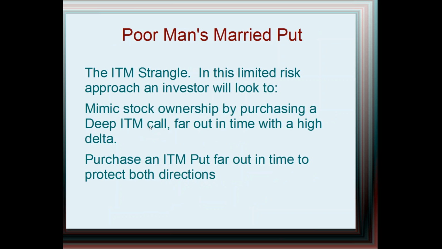All right. Now, our poor man's married put, the in-the-money strangle. I'm not going to buy the stock at 62.42. I'm going to buy an in-the-money call far out in time with a delta as close to 1 as I can get. We're going to mimic stock ownership by purchasing that deep in the money call with a high delta. And we're still going to purchase the in the money put that's likely far out in time to protect both directions.